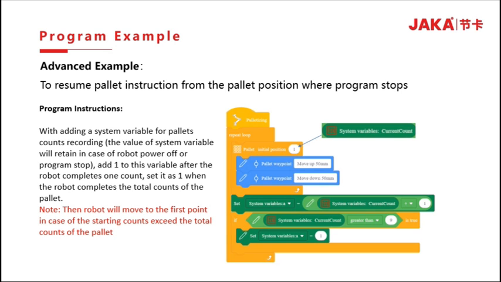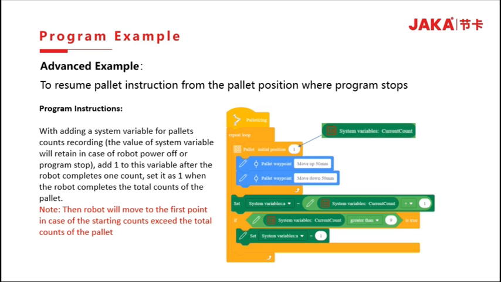When the robot completes each pallet, add 1 to the system variable. Then, check if this variable is bigger than 9 or not, which is the total count of the pallet. Then, reset this variable to 1. In case the program stops, the variable will be retained and the robot will start from this current count for palletizing.